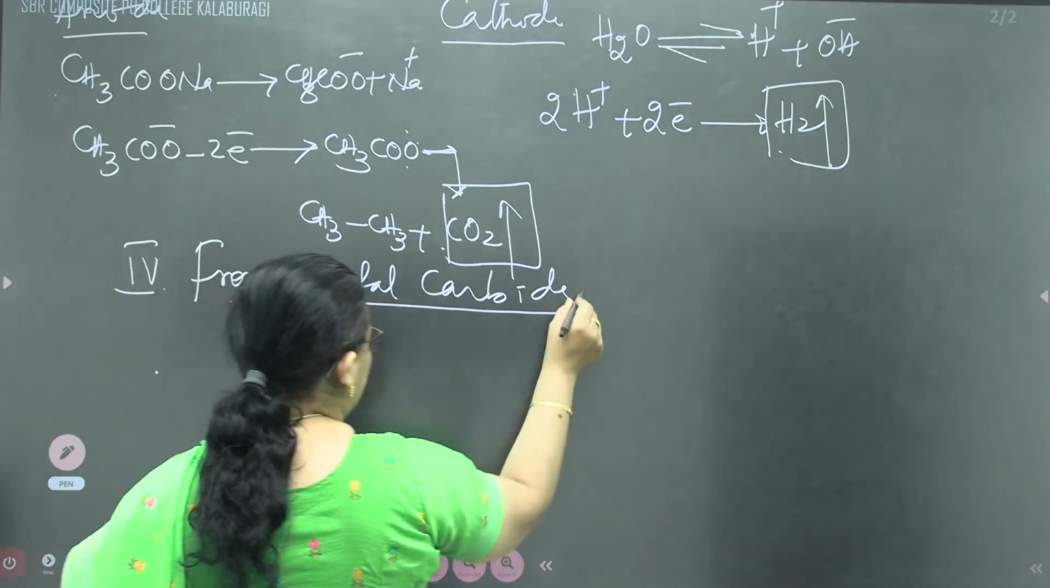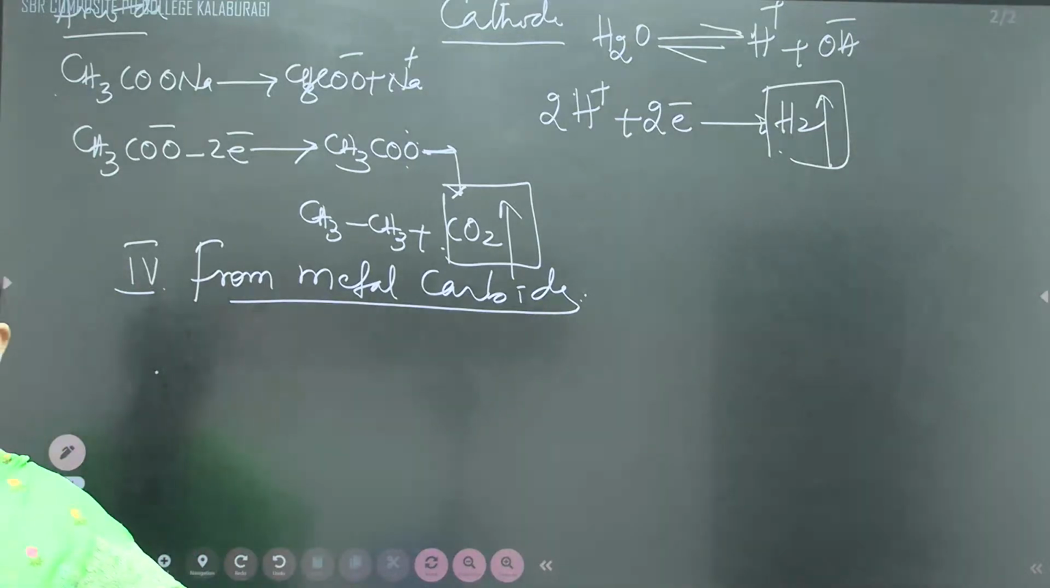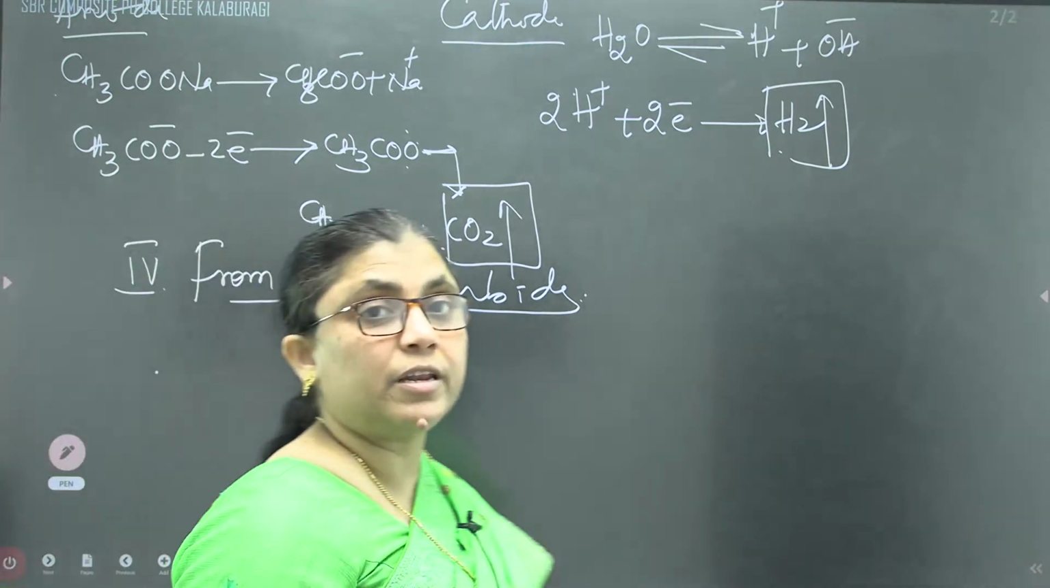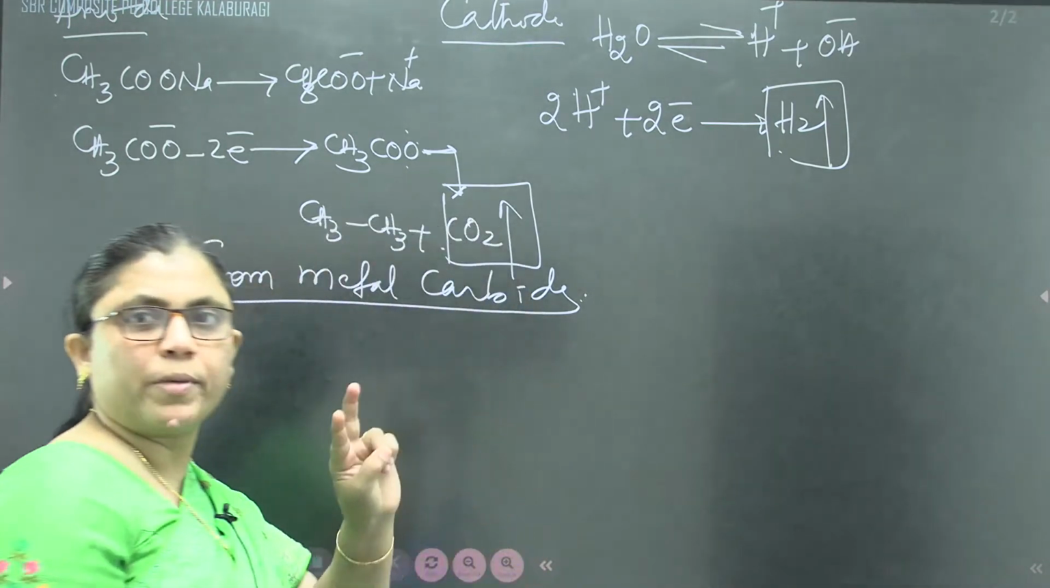Usually metal carbides are prepared from acidic hydrocarbons. Alkene and alkyne, which is it? Alkynes are acidic in nature. They are prepared from metallic carbides.